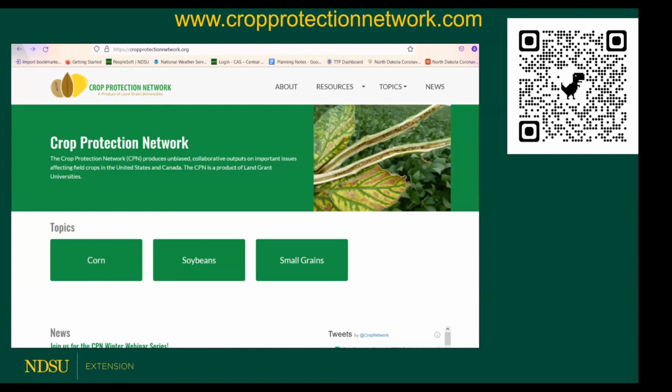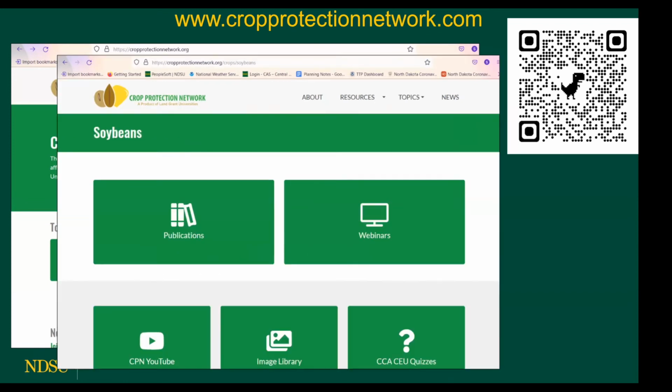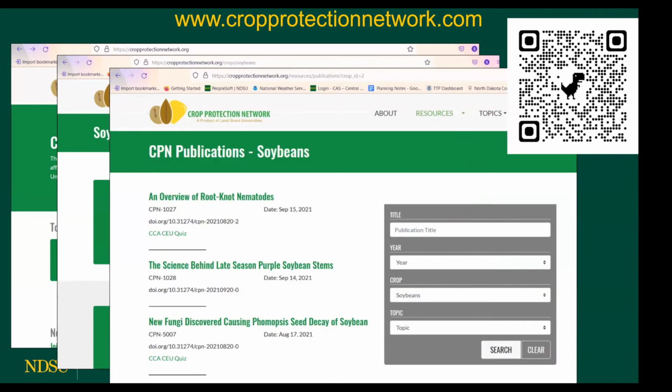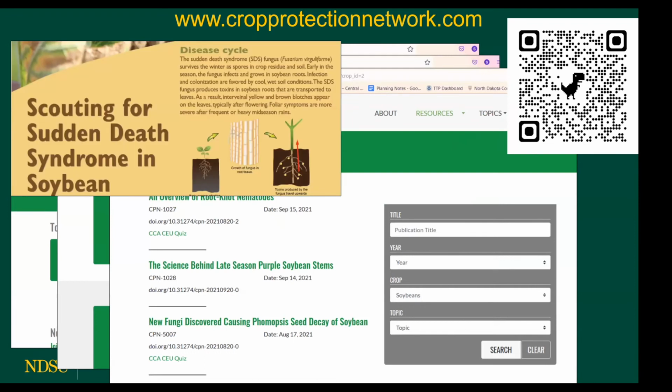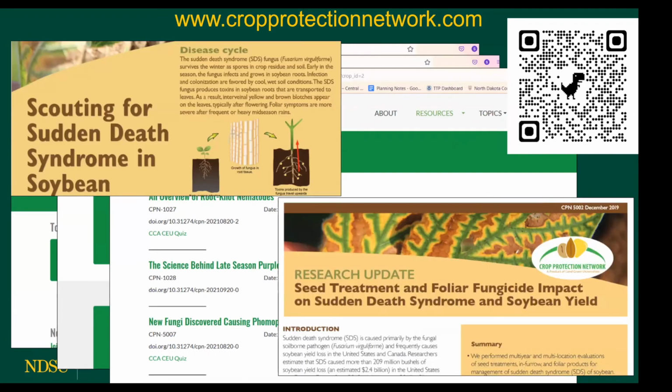and so you're going to benefit from what they've got. So anyways, you go to the homepage here, you can look up corn, soybeans, small grains. They've got publications, webinars, CCA quizzes, all kinds of things. And there's lots of different things you can search for with soybeans. And they have a lot of information about sudden death, scouting for it, seed treatment, foliar fungicide impacts. There's a lot of good resources here if you want to learn a bit more about sudden death.